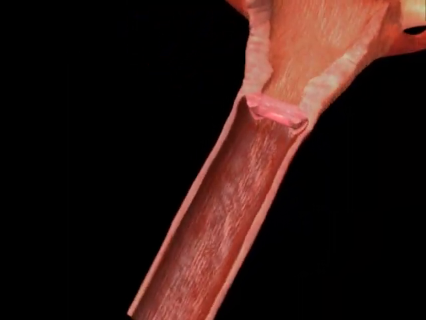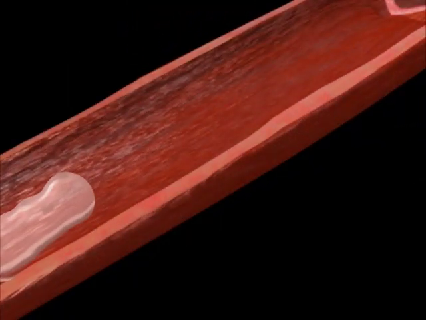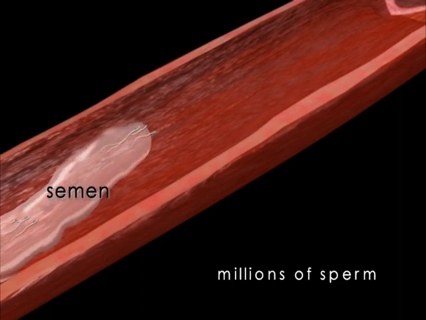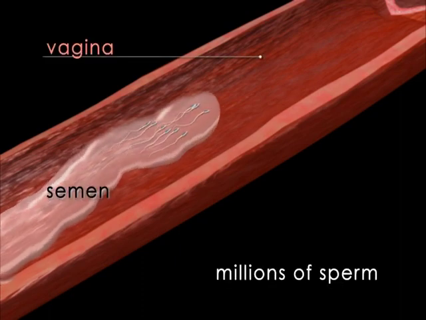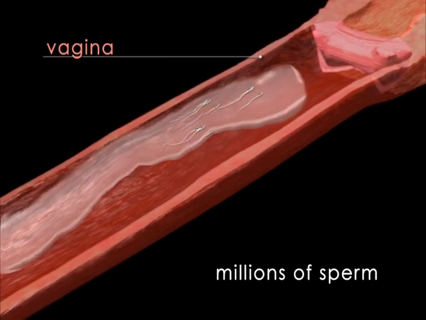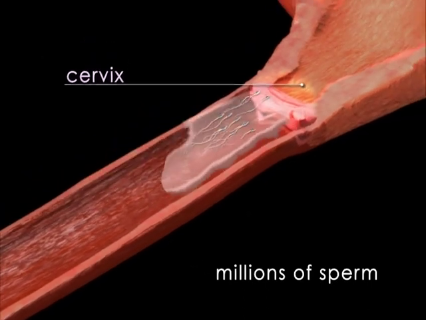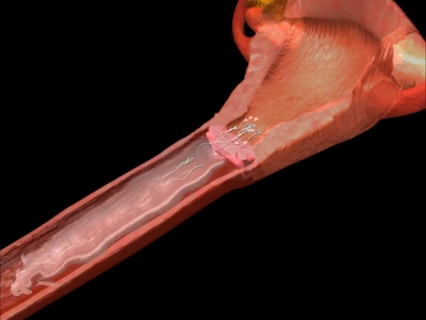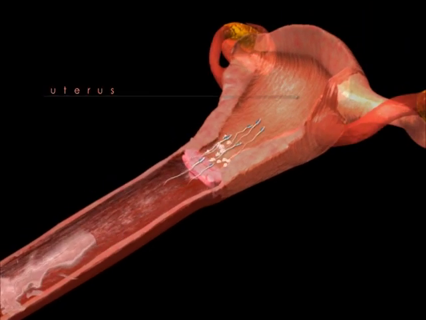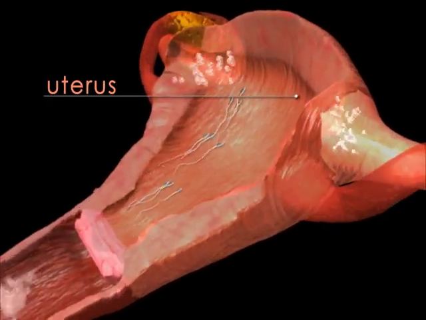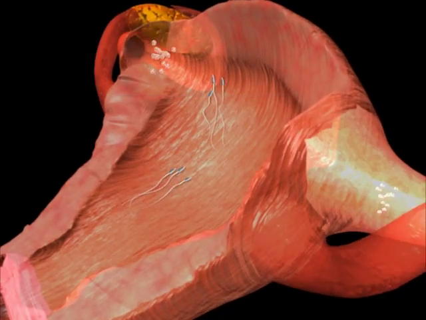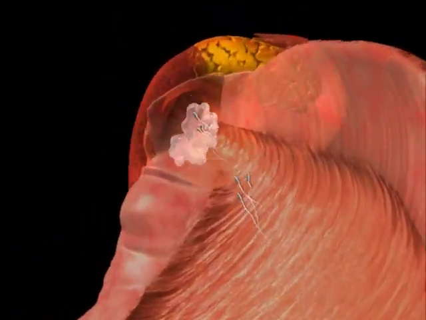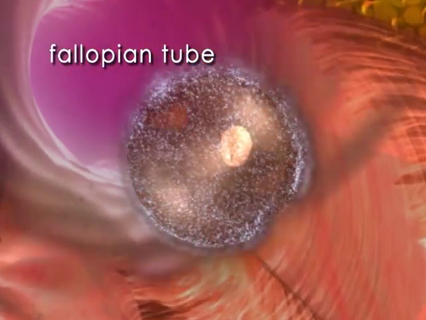During sexual intercourse, the male's penis releases or ejaculates semen containing millions of sperm into the vagina. The sperm begins swimming towards the cervix. Of the millions of sperm in the vagina, only a tiny fraction are able to get through the cervix and into the uterus. Propelled by their whip-like tails, sperm continue to swim through the uterus and into the fallopian tubes.